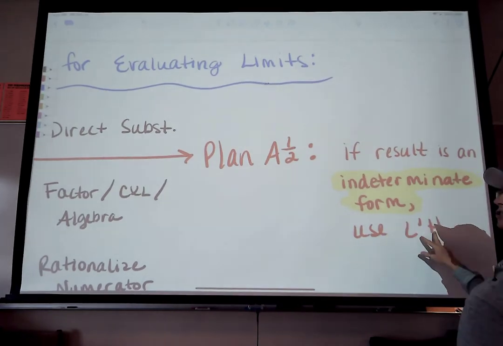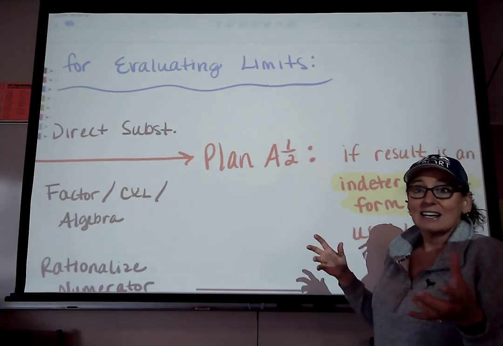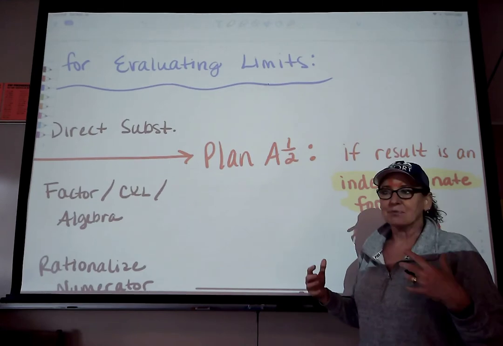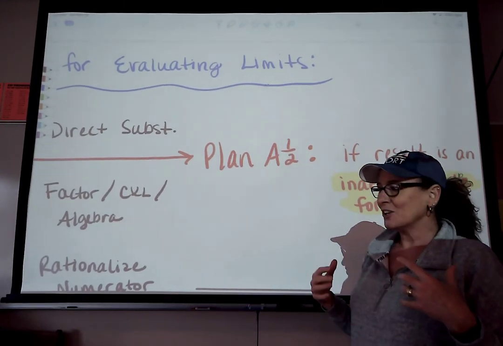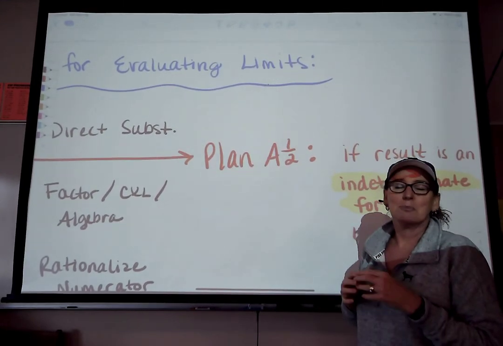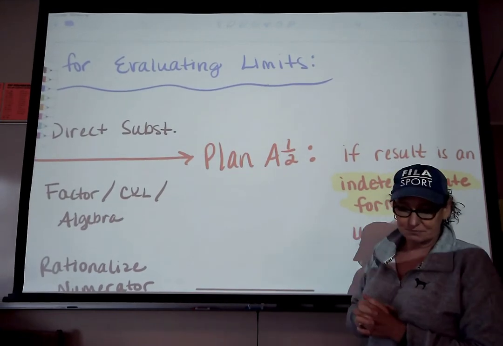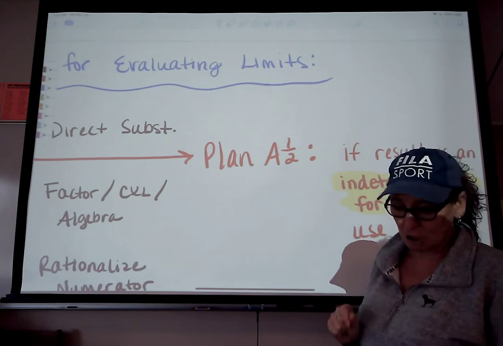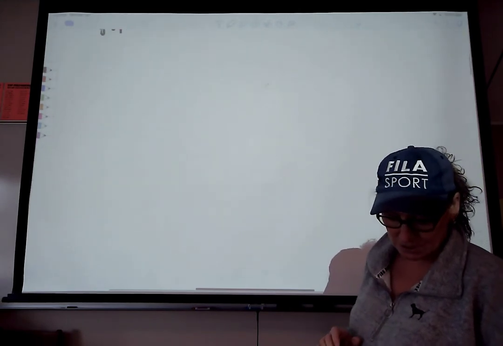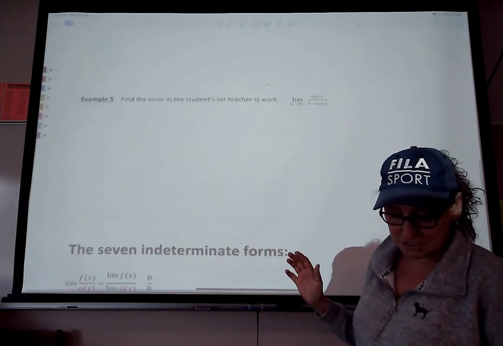We're going to use this guy's rule that he made up. And it looks like El Hospital, but it's pronounced L'Hôpital. So we're going to use L'Hôpital's rule. Now let me go back and show you what an indeterminate form is. These are on the very last page of your notes.